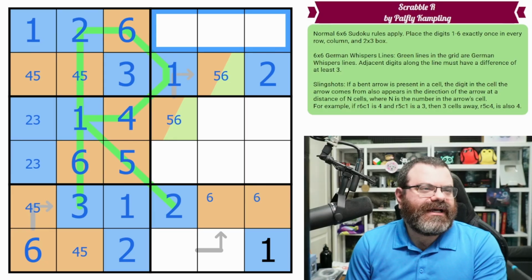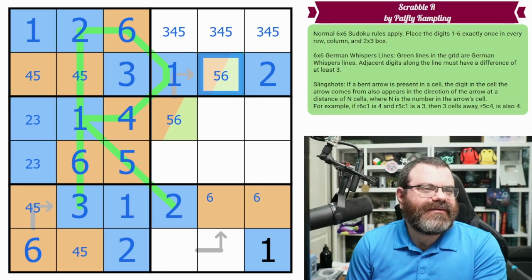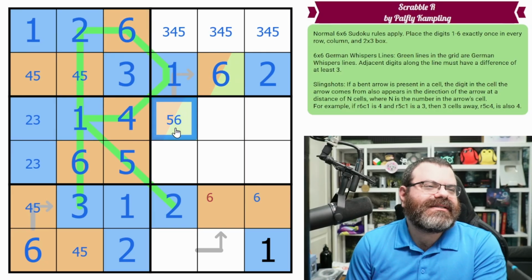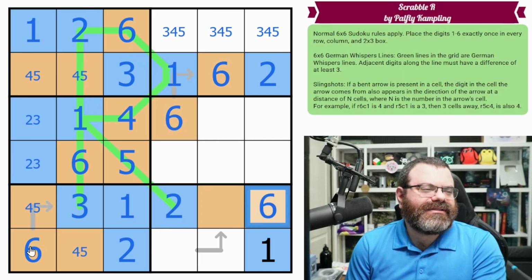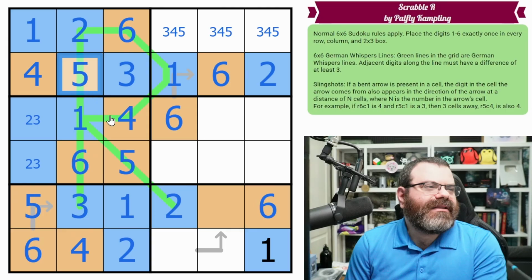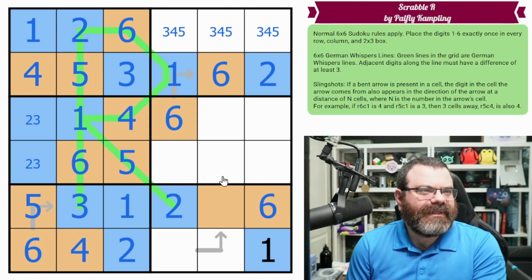Up here we need 3, 4, 5. And this 6 ends up down here. Oh, yeah. So we're 6 in the box. That's 6 and that's 6. Okay. We don't need that green anymore. And so that places the 6 here. So that means it was flung by 5. That resolves those digits. We're getting there.